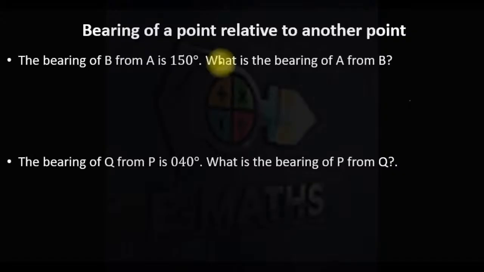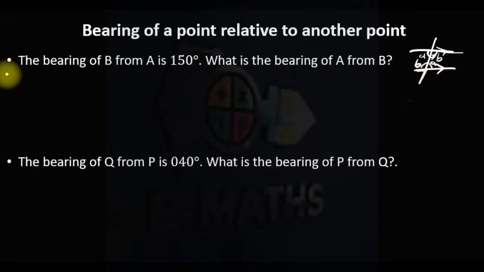So, okay, we are on bearing of a point relative to another point. Before I solve these questions, we need to revise the alternate angle theorem, which states that if you have two parallel lines and a line that cuts them as the transversal, then alternate angles are formed. So the angle here is the same as the angle here, while the one here is the same as this. So that's the alternate angle theorem.